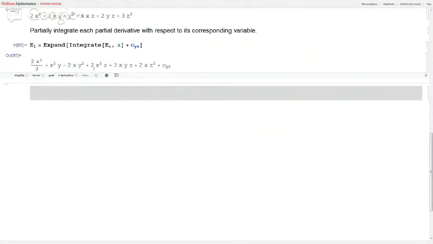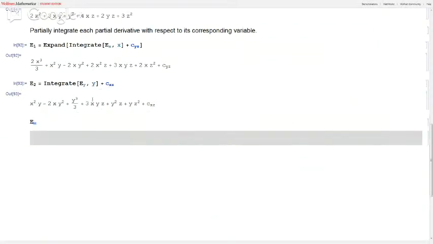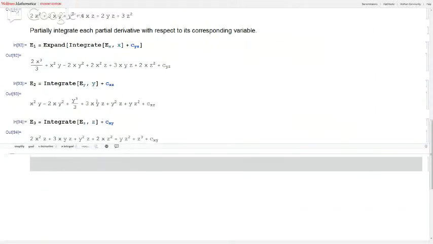Nice. Now, another possibility for E is the integral of E sub y with respect to y plus a constant of integration that depends on x and z. And the third possibility equals the integral of E sub z with respect to z plus a constant of integration that depends on x and y. Right? These are my possibilities for E.